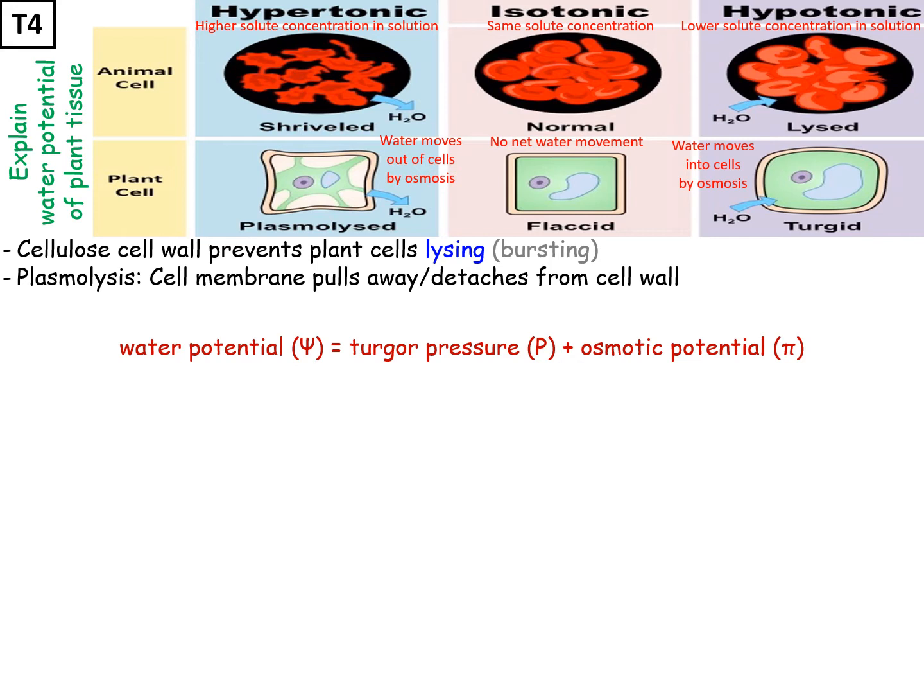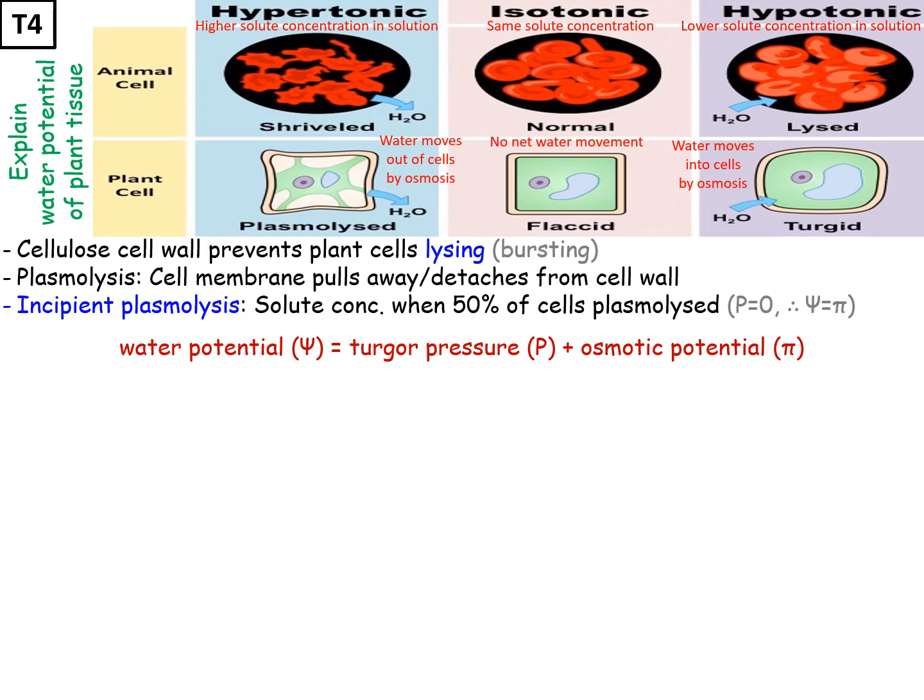Plasmolysis is when the cell membrane pulls away or detaches from the cell wall. We can measure this by calculating the incipient plasmolysis, and that is the solute concentration when 50% of cells are plasmolysed.